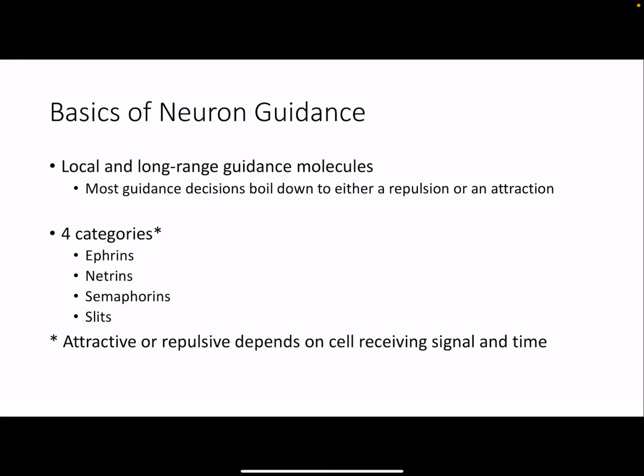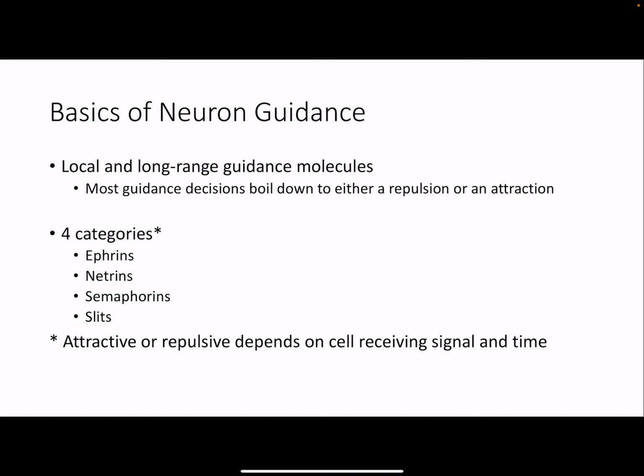All right, so now we've talked about more local molecules as well as cell adhesion molecules. And now we can talk about more local and long range guidance molecules in terms of things that are more diffusible. So that's where we're going here. Most of our guidance ultimately boils down to either repulsion or attraction. I know we've mentioned this before, but it's a good thing to hit on again.